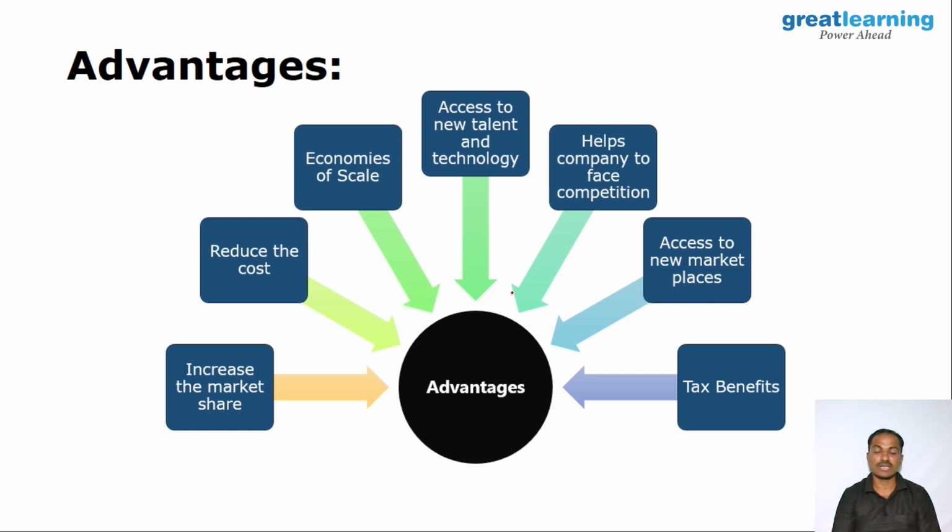By merger and acquisition, the companies can increase their market share. As I said, when a company is operating in Asia and another company in Europe, and both are market leaders in Asia and Europe, when they come together, they can increase the market share. And in this process, they can reduce the cost and enjoy economies of scale. What is economies of scale? When they produce a bigger quantity, the cost will come down. That is called economies of scale.